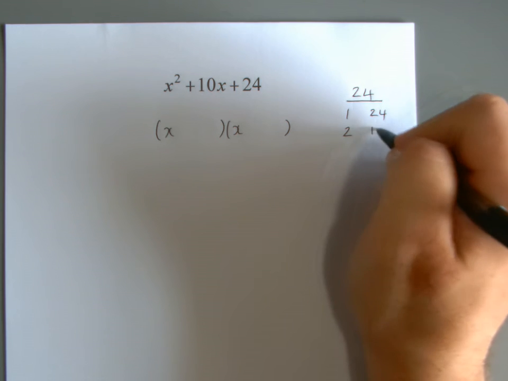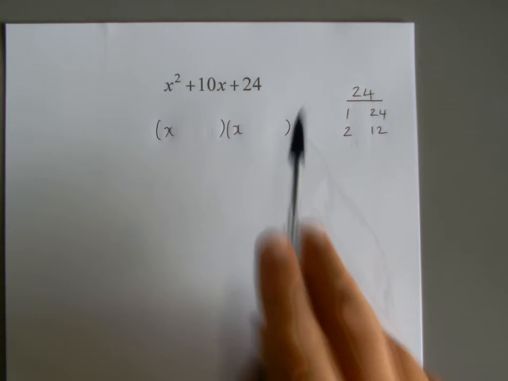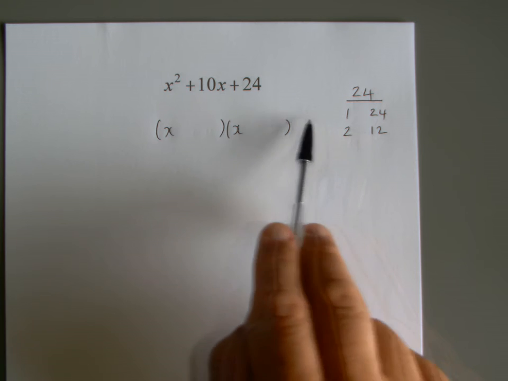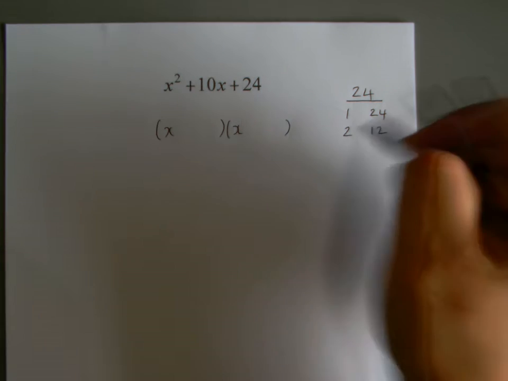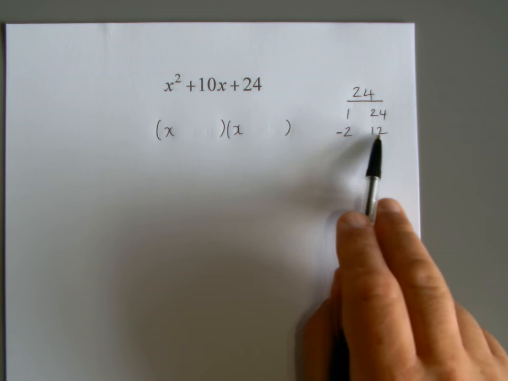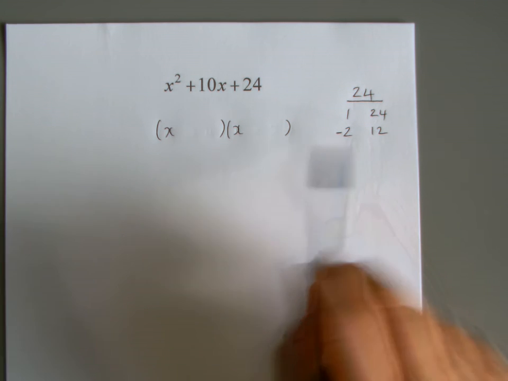2 and 12. Be careful here, because you can get 10 from there, can't you? You can make 10 by making this negative 2 and that positive 12, because positive 12 take away 2 is 10.